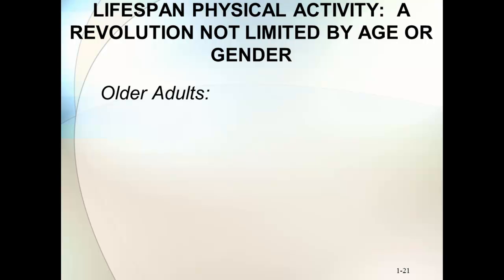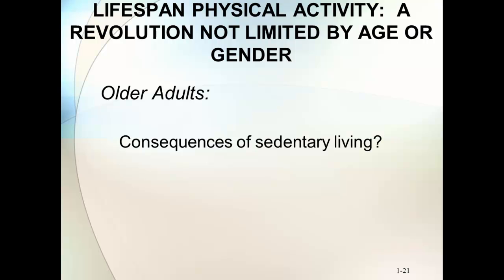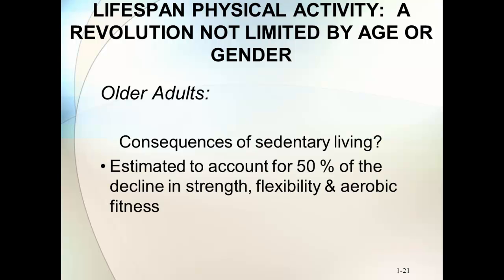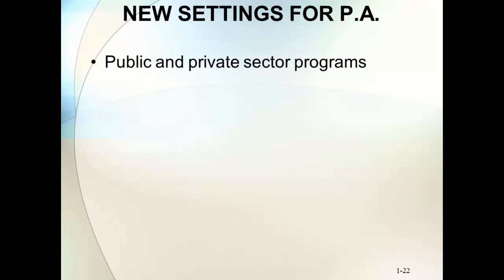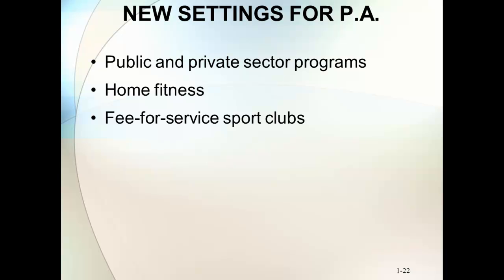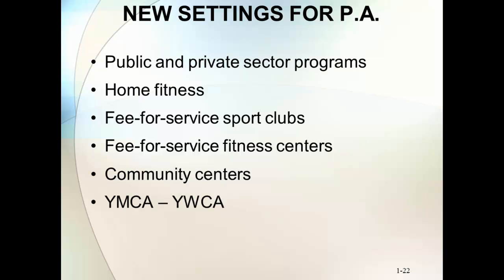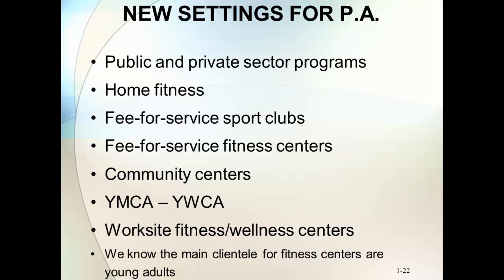What are some of the consequences of sedentary living? It is estimated to account for 50% of the decline in strength, flexibility, and anaerobic fitness. So what are some new settings for physical activity? We have public and private sector programs: home fitness, fee-for-service sport clubs, fee-for-service fitness centers, community centers, YMCA, YWCA, worksite fitness and wellness. We know that the main clientele for fitness centers are young adults.